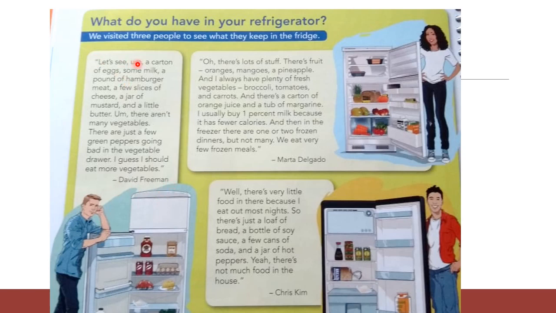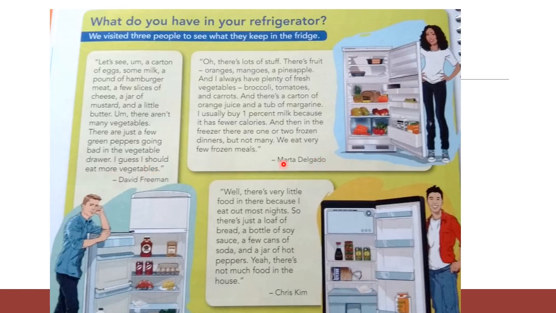Let's see, a carton of eggs, some milk, a pound of hamburger meat, a few slices of cheese, a jar of mustard, and a little butter. Mm, there aren't many vegetables. There are just a few green peppers going bad in the vegetable drawer. I guess I should eat more vegetables.